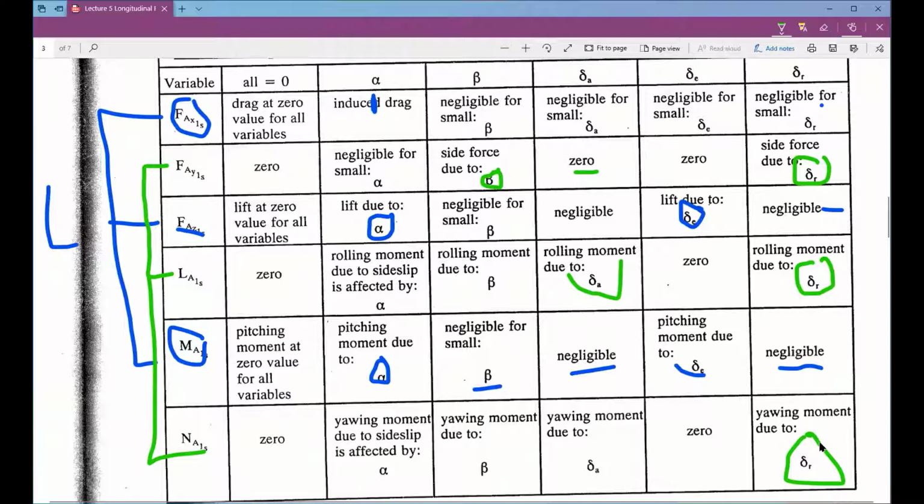This is in your book on page something or another. As soon as I find it. Page 67 in your textbook, 6-7.